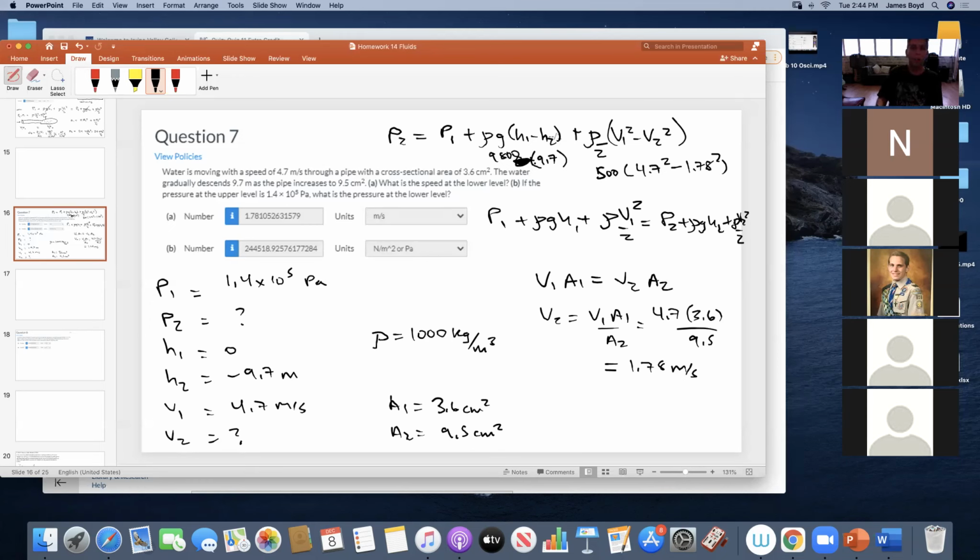And P1 was 14000 pascals. Everything here will be in pascals if we're in kilograms per meter cubed for density, H is in meters and V is in meters per second.